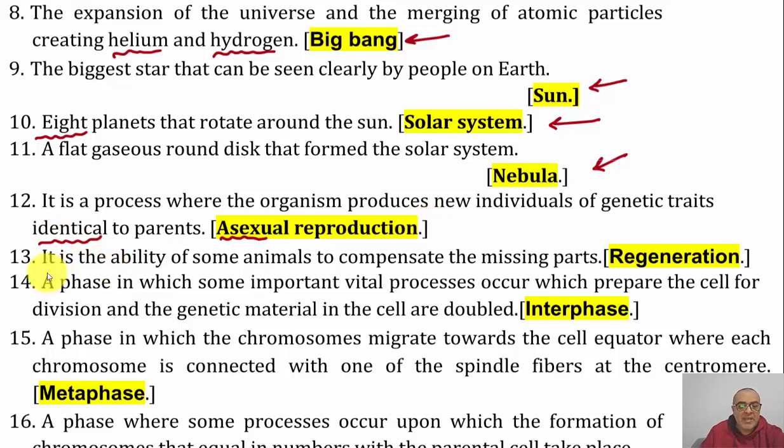Number 13, it is the ability of some animals to compensate. Compensate means to take the place of, يعوض. The missing part is regeneration. A phase in which some important vital processes occur which prepare the cell for division and the genetic material in the cell is doubled. It's interphase.